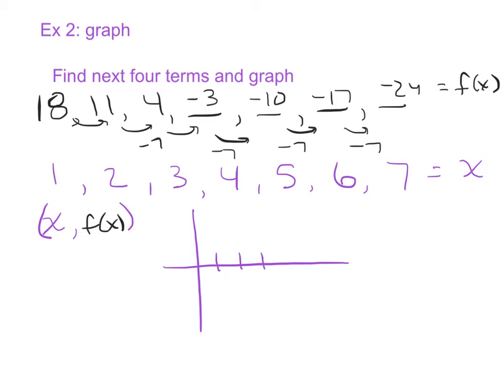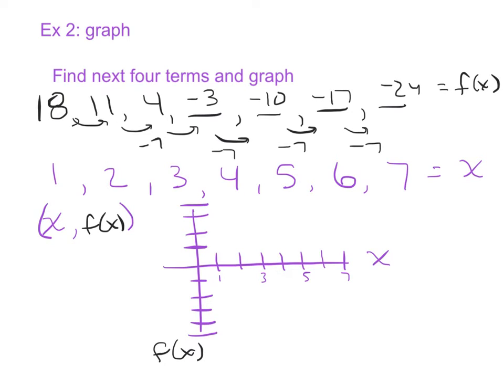One, two, three, four, five, six, 7. And then to graph this, we'll go by ones: 1, 3, 5, 7. And then we'll go by 5s: 5, 10, 15, 20, 25. So let's go ahead and plot. Here are my x values. Here's my f of x values.